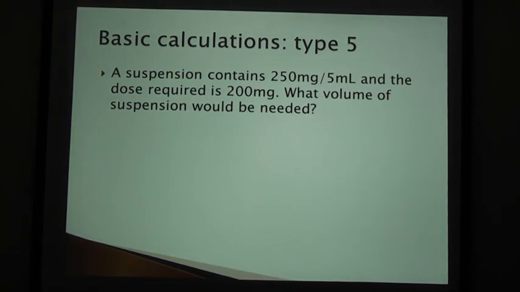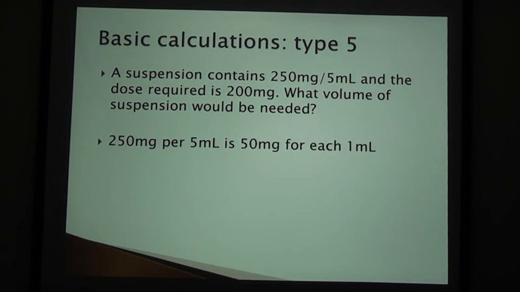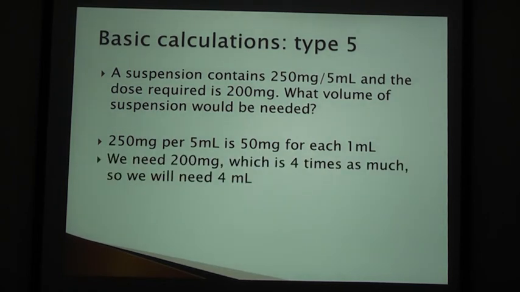A suspension contains 250 milligrams for 5 mils, and the dose required is 200 milligrams. What volume of suspension would be needed? So here you say, okay, I've got 250 milligrams in every 5 mils. So therefore in 1 mil, I've got 50 milligrams. I divide the 250 by 5, sorry. We need 200 milligrams, which is 4 times as much as 50. So you therefore need 4 mils.